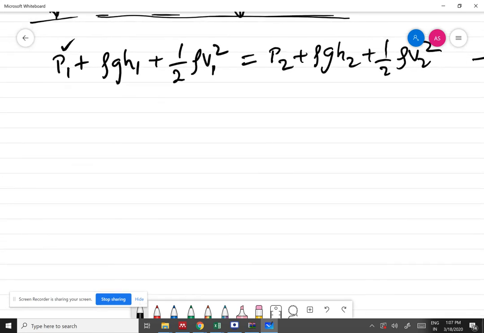The basic construction of a Venturimeter is given like this. You have a larger entry point, and then you have a tube like this.